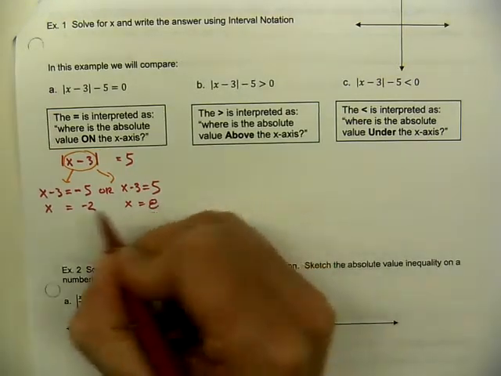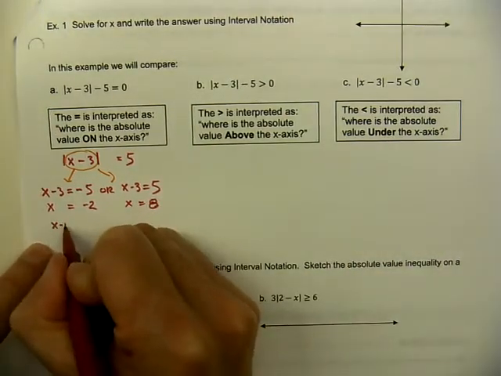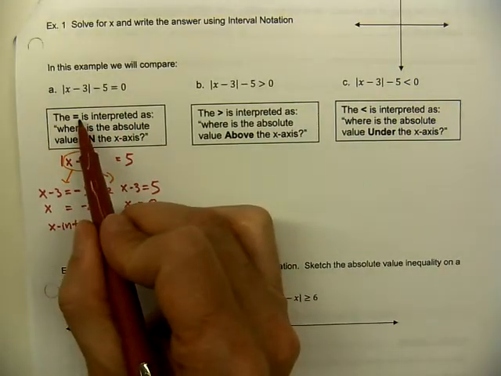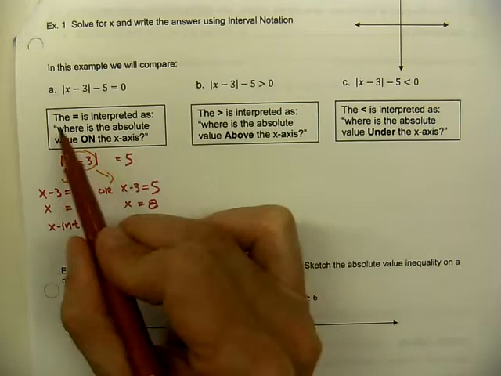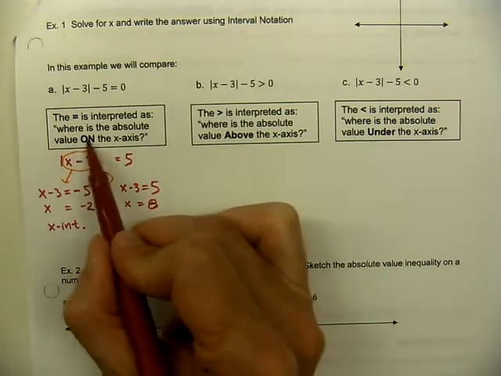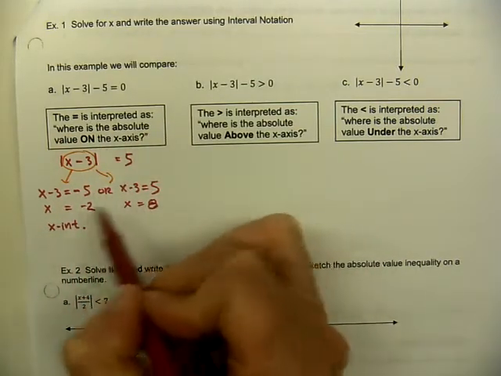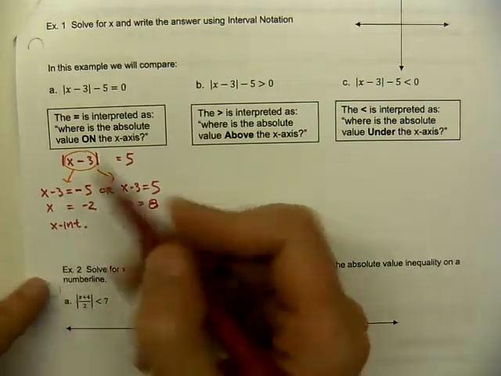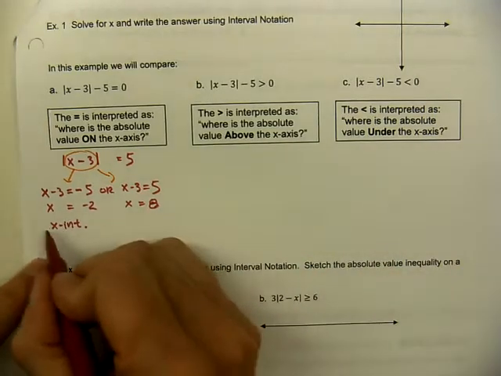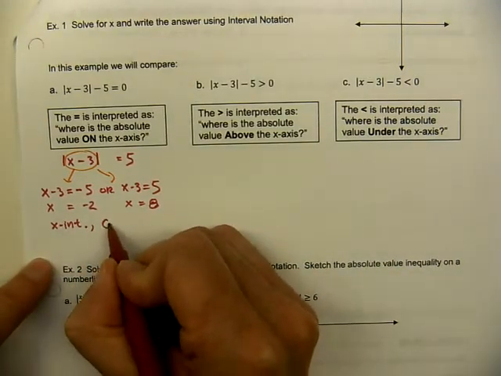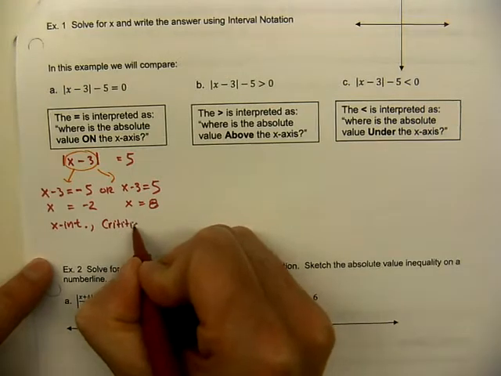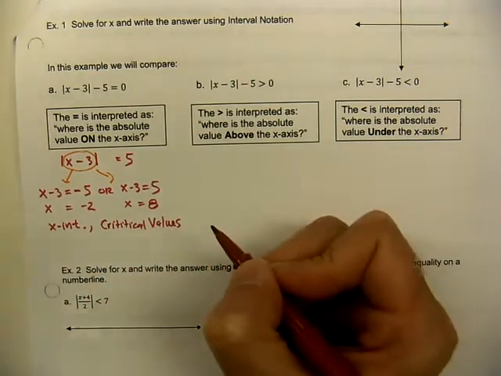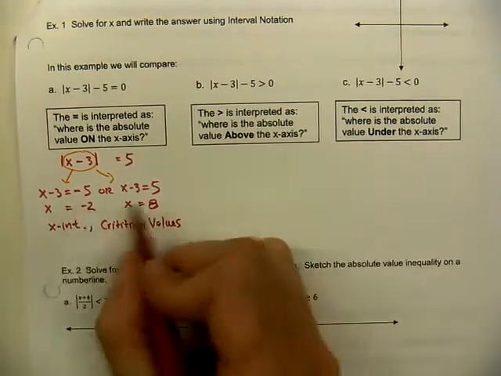And we've learned in the past that these numbers are the x-intercepts, and that's why we can interpret this as, when you see the equal sign, the solutions are telling us where the absolute value is on the x-axis, and that's where it's intersecting the x-axis. We call those x-intercepts, but in this section, we're also going to be referring to them as critical values. A key part of the work that we're going to be doing is first finding the critical values, and this is how we can do that.